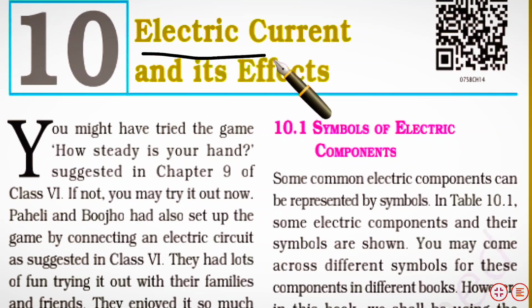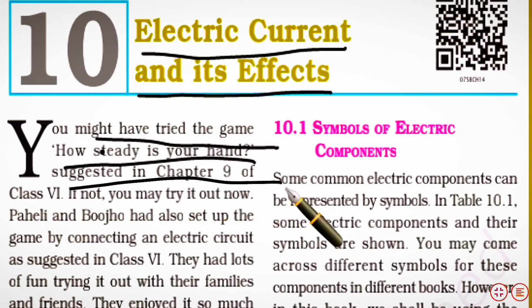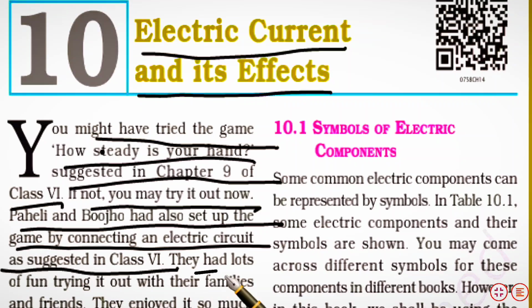We are going to start chapter 10, that is, electric current and its effects. You might have tried the game "How Steady Is Your Hand", suggested in chapter 9 of class 6. If not, you may try it out now. Paheli and Boojho had also set up the game by connecting an electric circuit as suggested in class 6. They had a lot of fun trying it out with their family and friends.